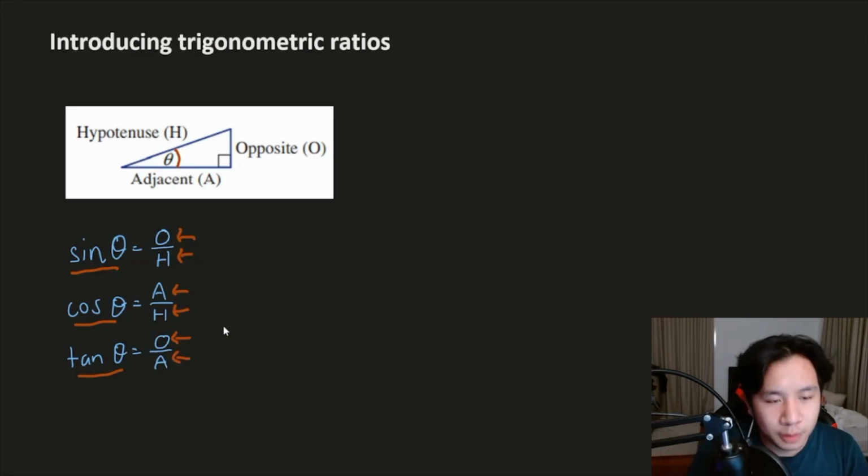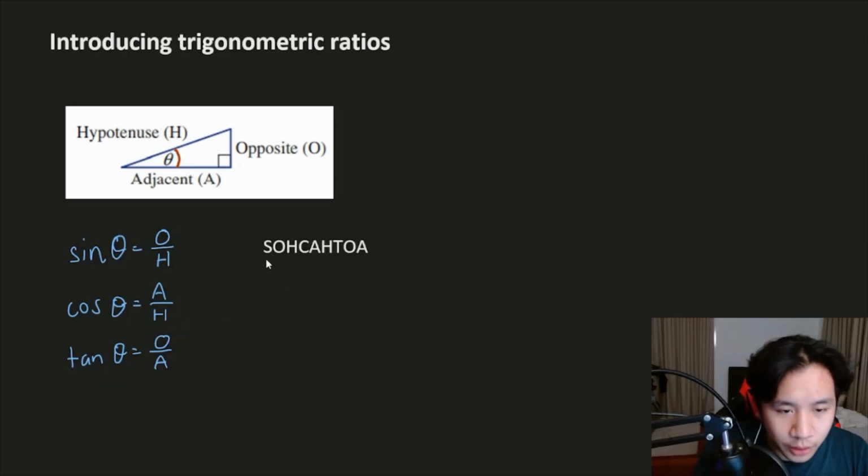And you do have to remember this, and there is an acronym for you to remember it by, and that is SOHCAHTOA. So the way it works is SO is sine theta equals opposite over hypotenuse. CAH is cos theta, so cos theta is equal to adjacent over hypotenuse. And TOA is this one, tan theta equals opposite over adjacent.